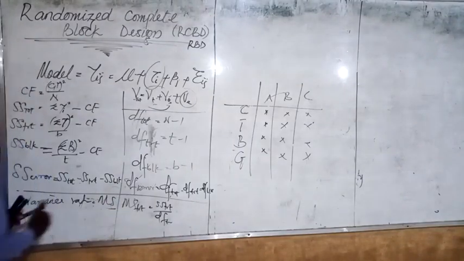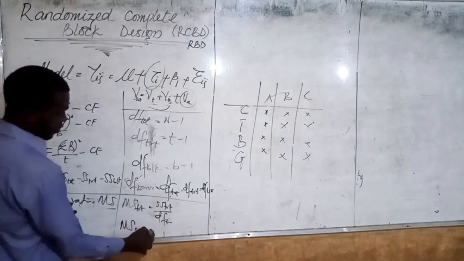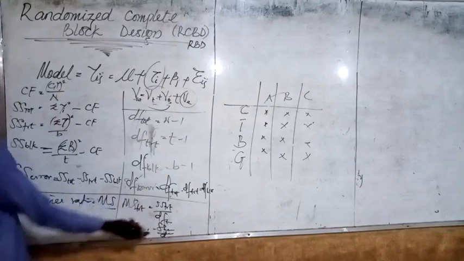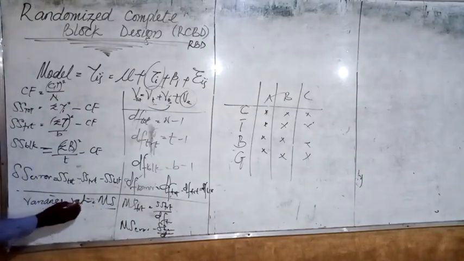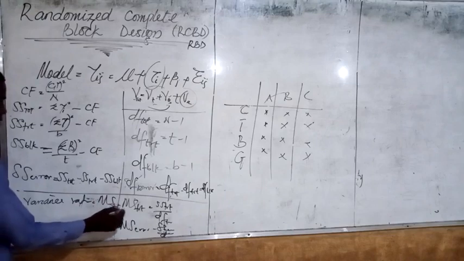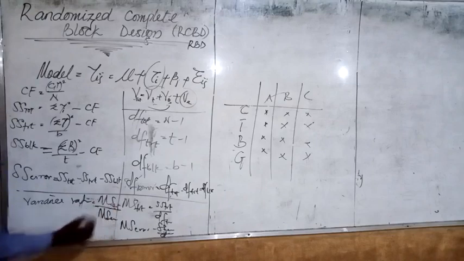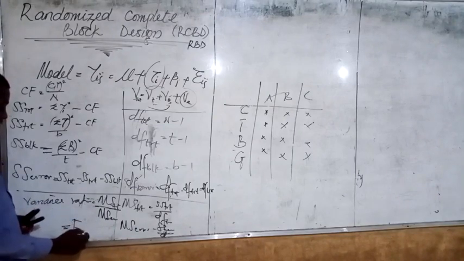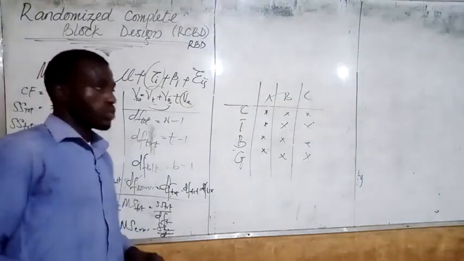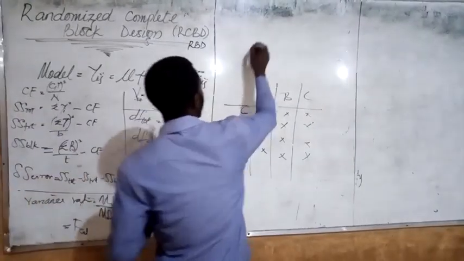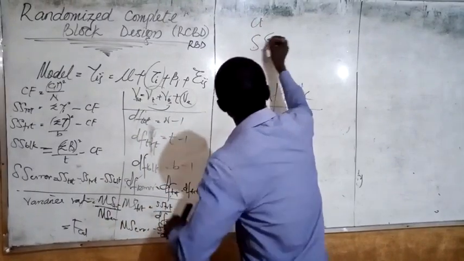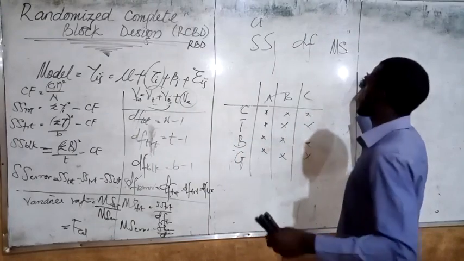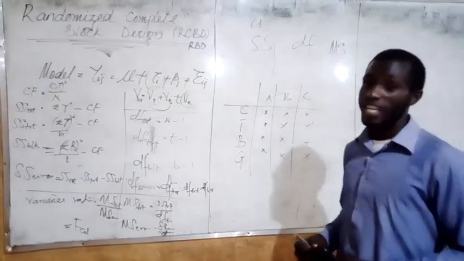So after calculating our MS treatment, the next thing to do is MS error, which is SS error over DF error. Notice they are just alike: SS over DF, SS over DF. Then the next thing we want to do is the variance ratio, which is MS treatment over MS error. With this, we are going to get our F cal, and then we can conclude at the end of the day. So you see, it's very simple. The first thing you do is take your correction factor, then all your sum of squares, next all your DF, then next your MS, the same way we organize the ANOVA table.